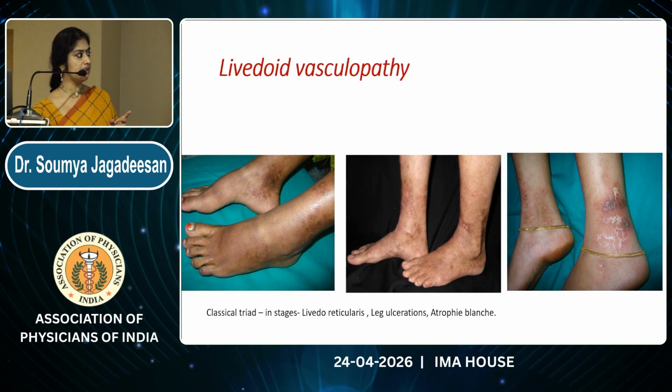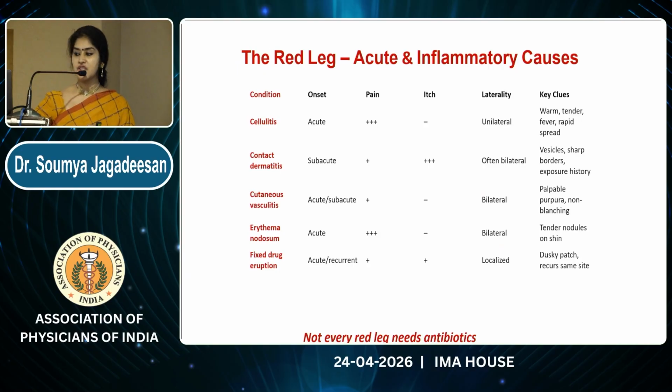Livedoid vasculopathy, where you get these classical features. Many of your patients might come with varicosities and these associations. So many of the leg ulcers that you see are mixed etiology ulcers. You have arterial, you have venous, and you have vasculopathy and vasculitis also coming into the picture. So in a nutshell, when you get somebody with a red leg, you have acute inflammatory causes, and you also have chronic causes. For acute inflammatory causes, we often think about cellulitis, but sometimes it could even be a contact dermatitis. Sometimes it can be cutaneous vasculitis.